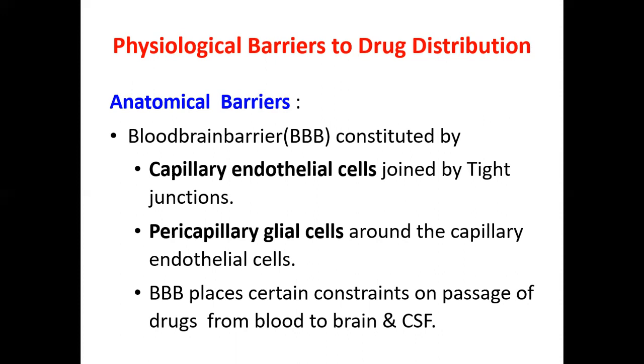As I've told you, the brain has developed some protective mechanisms. One such is the anatomical barrier, otherwise called the blood-brain barrier, which is constituted by capillary endothelial cells joined by tight junctions. These capillary endothelial cells are enveloped by pericapillary glial cells. This is morphologically called the blood-brain barrier.